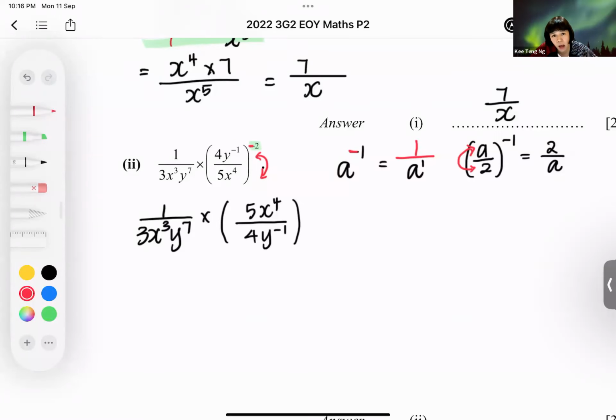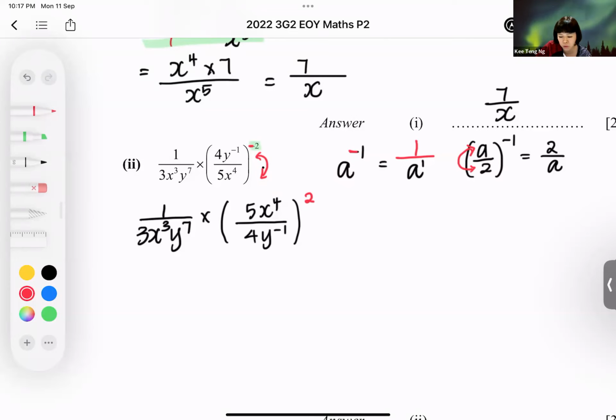But did the power change? The power originally is still 2. Just that negative power, the negative effect is to switch the fraction. So I flip the fraction, but the power now from negative 2 becomes 2. Right? So it still stays as power 2.